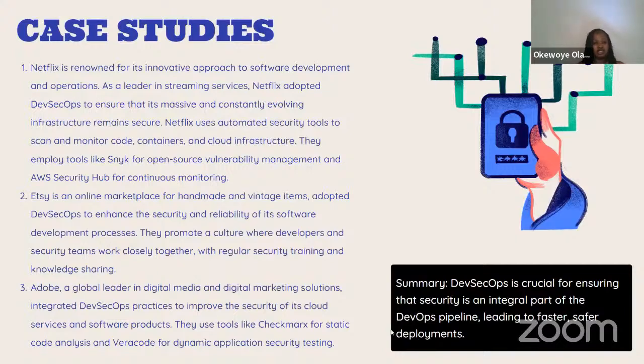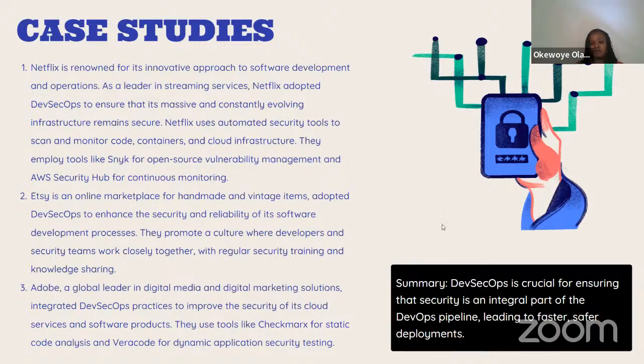So all of these case studies, like Netflix, Etsy, and Adobe, have incorporated DevSecOps into their development process, and they've done it early, and it's a continuous process. Even though Netflix's apps keep getting updated, the security incorporated into this process is also in a continuous integration process.